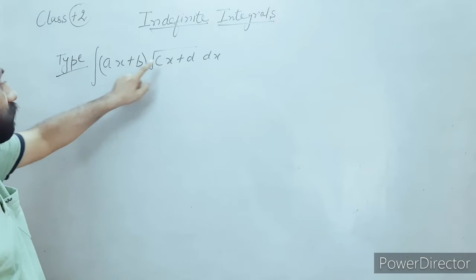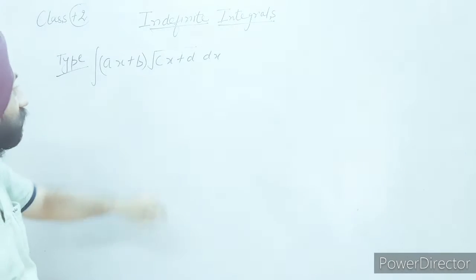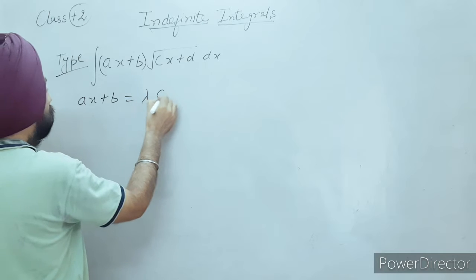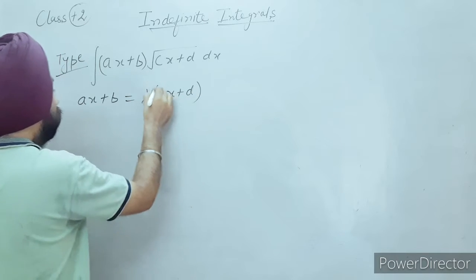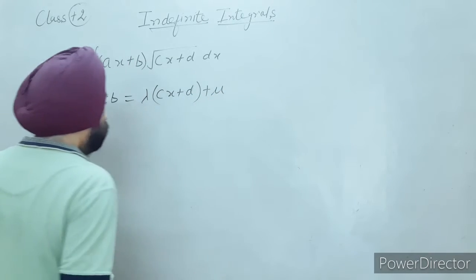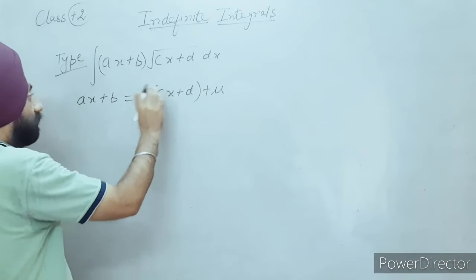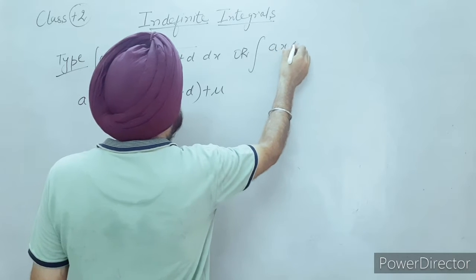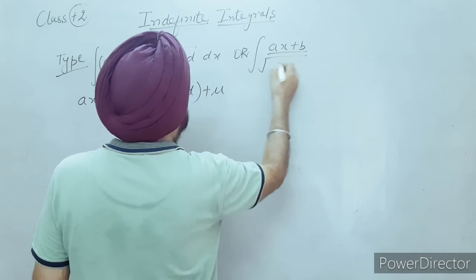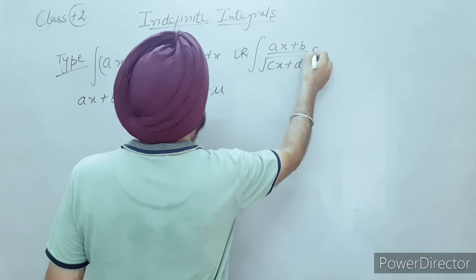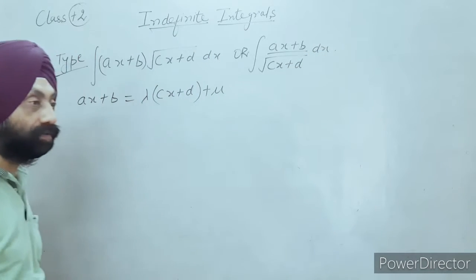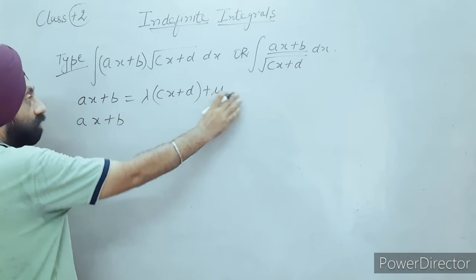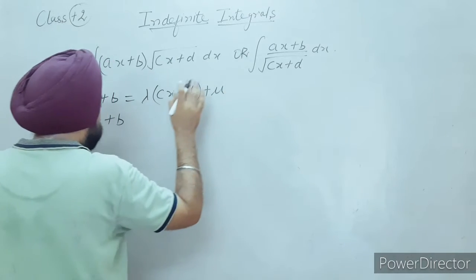It is linear into under root of linear dx. I can write this as lambda times cx plus d plus mu. It can be this, or it can also be ax plus b upon under root of cx plus d dx. Now open the brackets. In both the cases we are going to proceed like this, following this method.